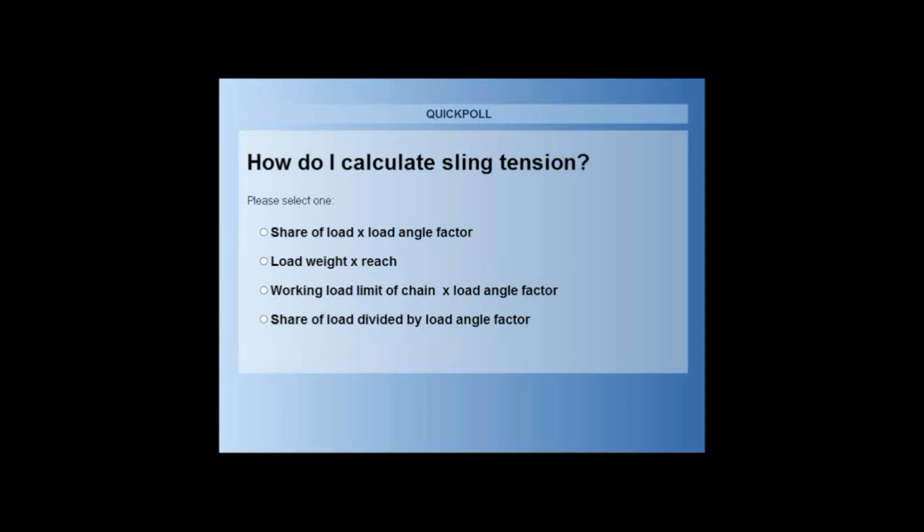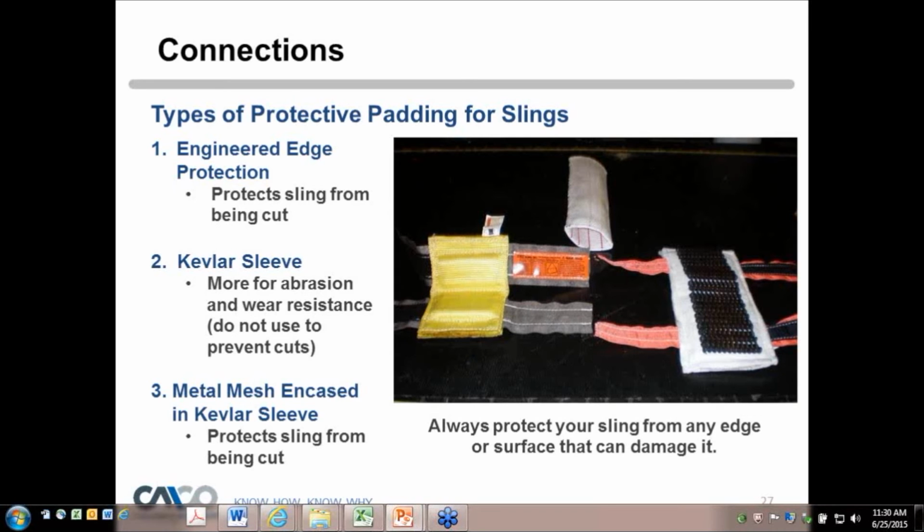Yep, it's going to be your share of load on that pick point times your load angle factor of that angle, which will give you your tension. So what we did for chain is we took the total weight, it was a symmetrical load, we divided it by 3. Even though we're using 4 legs, we divided it by 3, and then we looked at the chart of what angle we were rigged at, and we multiplied that by our load angle factor, which gives us the tension that sling chain leg will see. Perfect. Thank you, Peter.